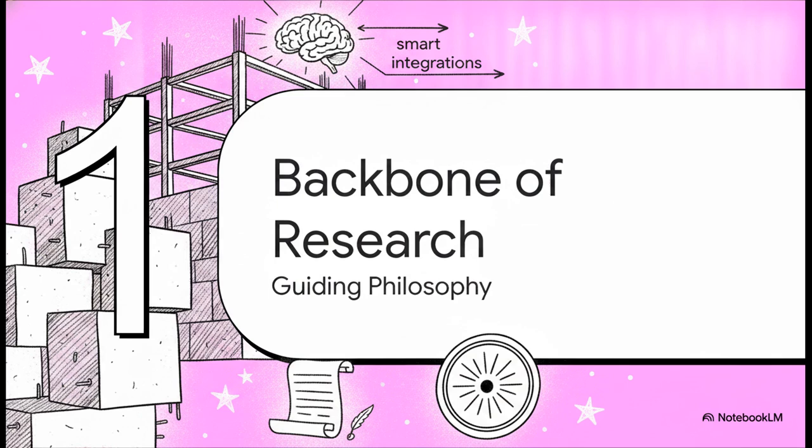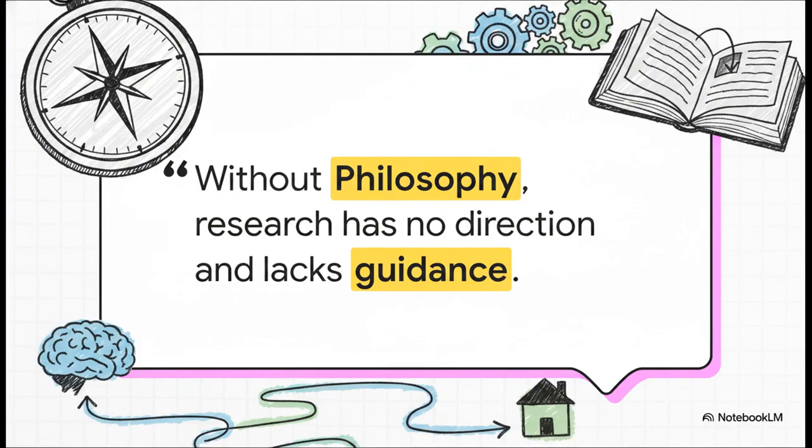Let's kick things off with part 1, the backbone of research, establishing your guiding philosophy. Look, before you can build the walls, the roof, or any of those cool smart integrations of your engineering project, you've got to have a solid underlying structure. And in academic research, that foundation is your philosophy. The source material captures this perfectly, stating, philosophy is the backbone of research design. Without philosophy, anything we do as researchers is pretty much meaningless and empty.